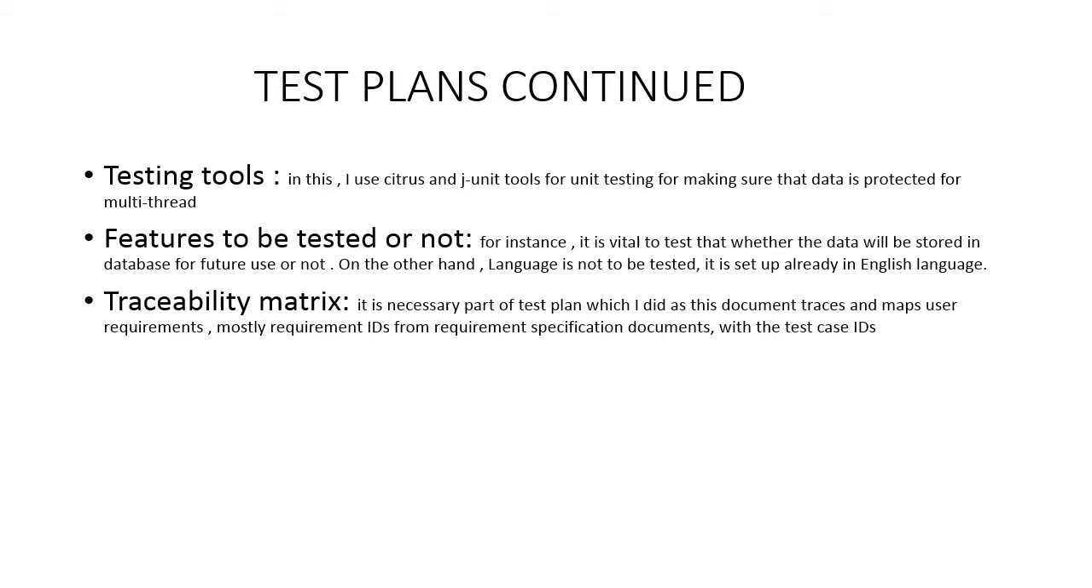And last second, features to be tested or not. For instance, it is vital to test whether the data will be stored in the database for future use or not. On the other hand, language is not to be tested. It is already set up in English. Last one is traceability matrix. As we all know, it is a necessary part of the test plan, which I did, as this document traces and maps user requirements, mostly requirement IDs from the requirement specification document, with the test case IDs.